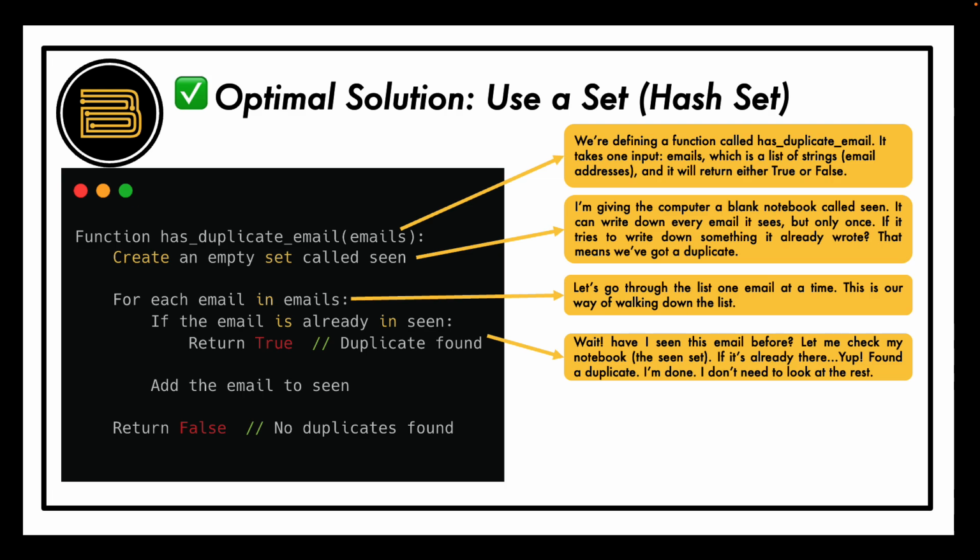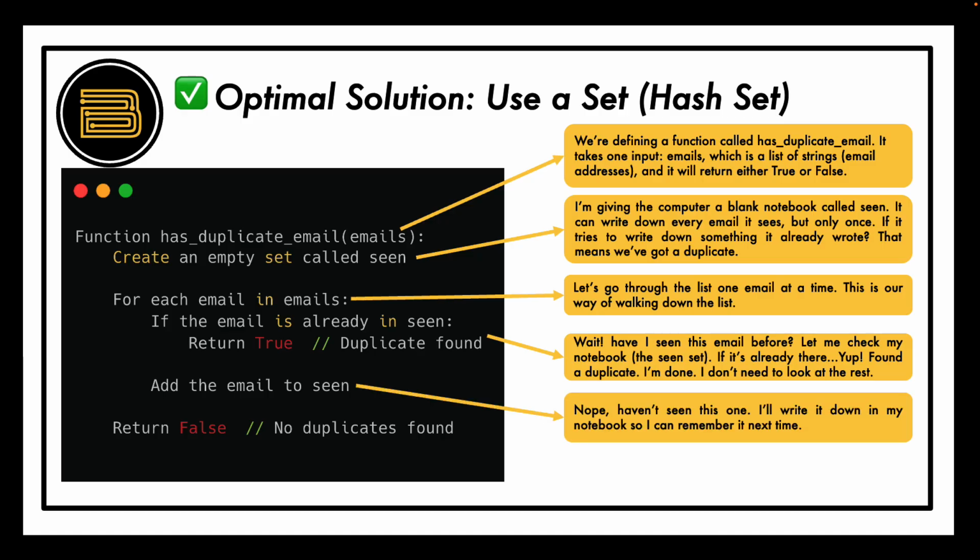But then if it has seen the email before, it checks the notebook. And if it's already there, yep, found a duplicate. I'm done. I don't need to look at the rest. It contains duplicates. And if you haven't seen an email, you simply add it to seen. And because seen, which is the set, can only have unique values, then we know that if we stumble upon that email again, that's when we're going to get the alert, hey, you know what, we have duplicates. And lastly, if you look at every email and didn't find any duplicates, then we know everything is okay.